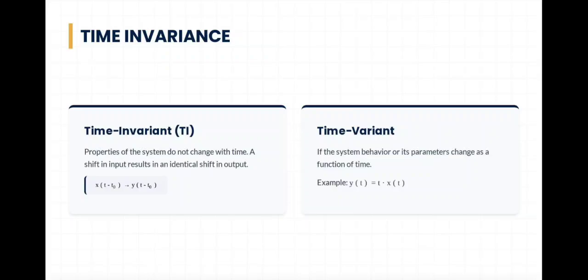So now let's summarize this topic. If the system formula has a naked t sitting outside the parentheses, like y of t equals 5t times x of t, it's usually time variant. If the time only exists inside the x of t, it's usually time invariant.